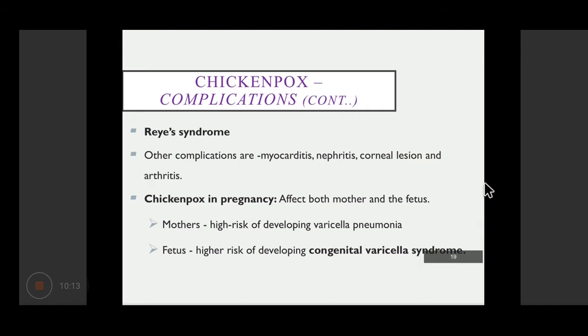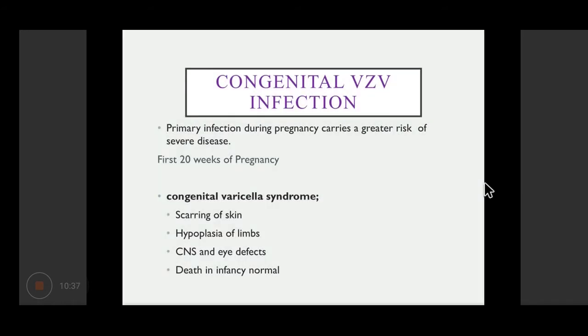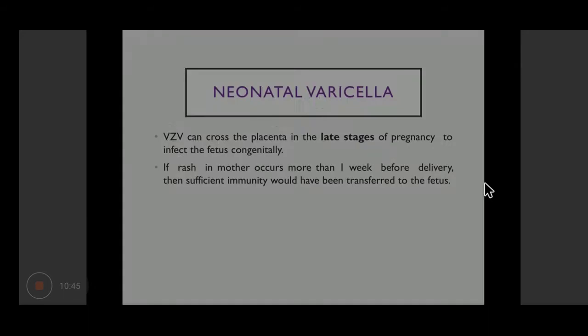But in pregnancy, chickenpox can affect both the mother and fetus. An expecting mother is at high risk of developing varicella pneumonia, and the fetus itself is at higher risk of developing congenital varicella syndrome. When a mother is pregnant, the fetus can develop two types of diseases. One is congenital varicella syndrome, and another is neonatal varicella.